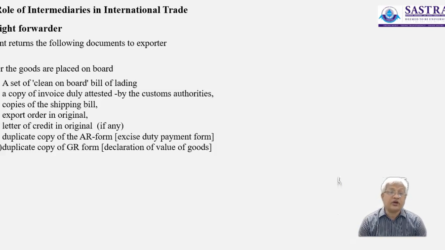There's a duplicate copy of the excise duty payment which is paid, and a duplicate copy of what we call a GR form. These are all related to India. AR form and GR form are necessary documents. One is for excise duty, the other is for the value of the goods. Both are submitted.